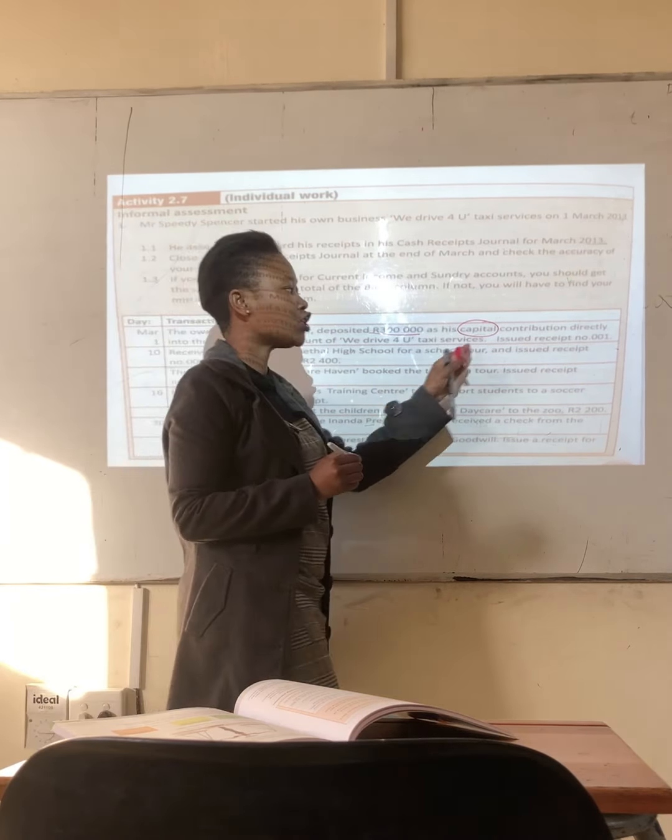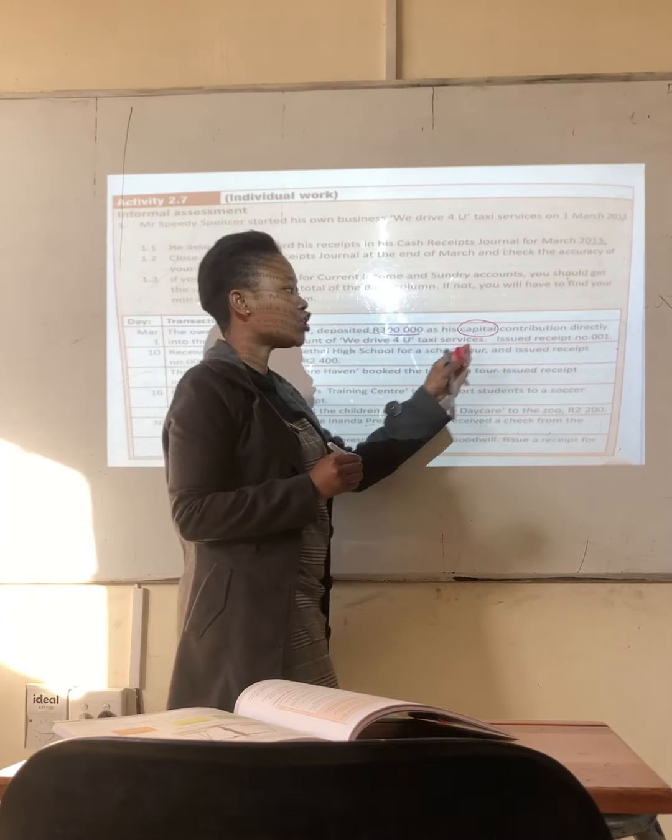Okay, and where are we receiving this money from? Bethel High School. What is it for? For a school tour, and that is what we are dealing with, right? We Drive For You is a business that renders taxi services. And any service that is rendered is recorded in a particular account, right? And that account is called current income. So whenever we see the term service rendered, we are dealing with a current income account. Okay, current income account.